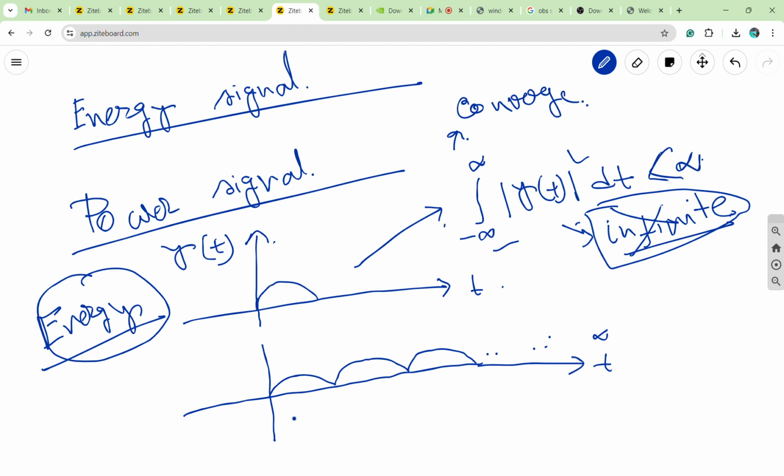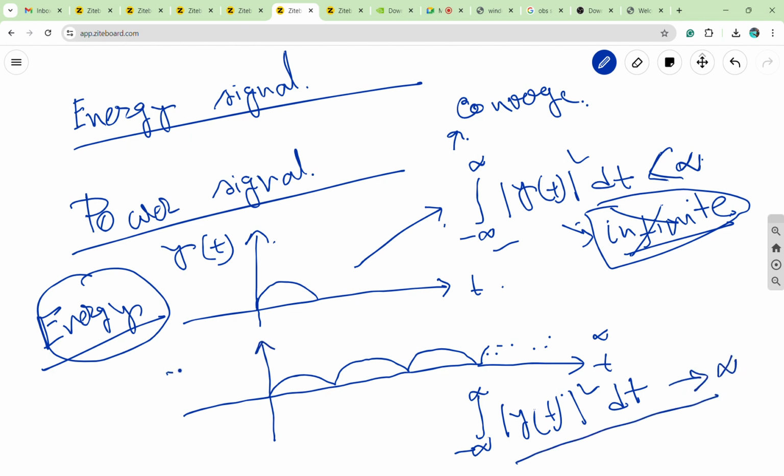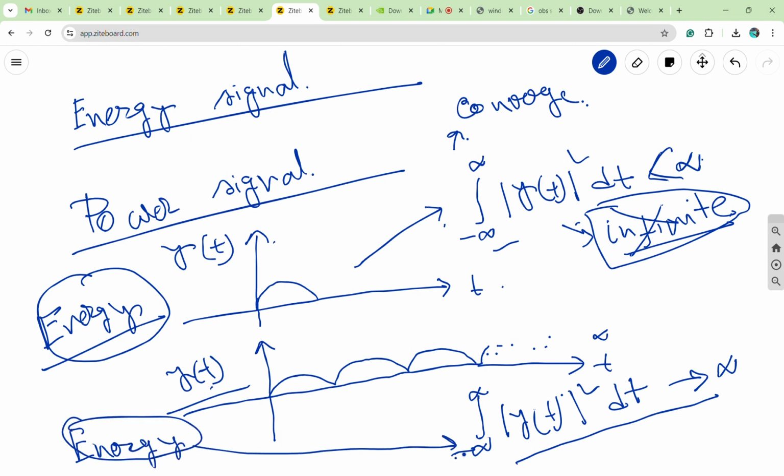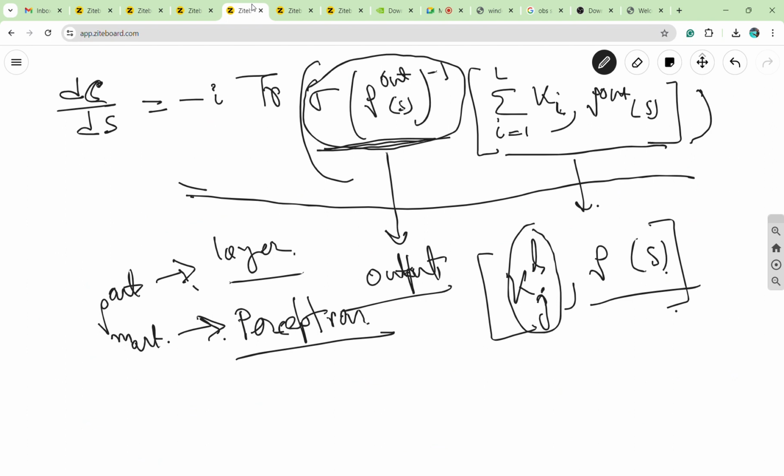But if we think about this signal, this particular pattern is getting repeated to infinite, so it adds up an infinite number of times. For that reason, if we calculate the integral of mod of y(t) square dt, it tends to infinite for this signal. So this signal is not an energy signal, because its energy is going to infinite.